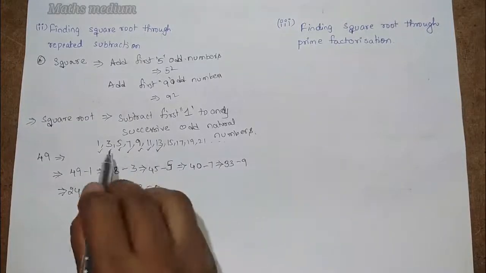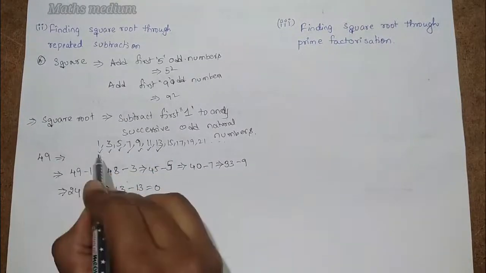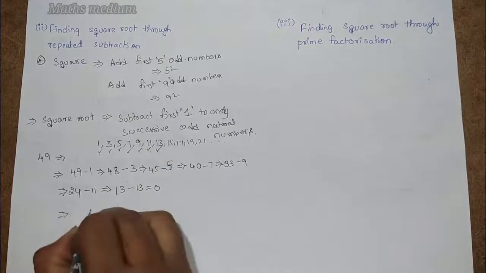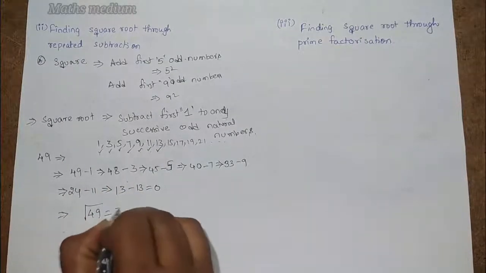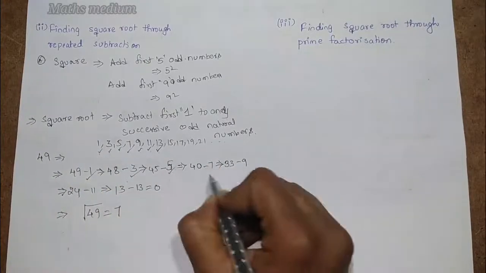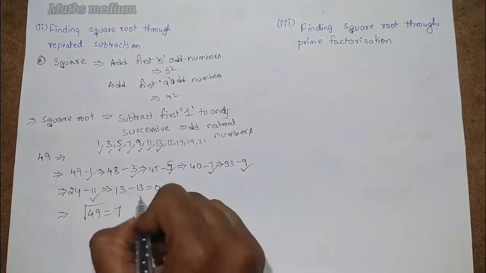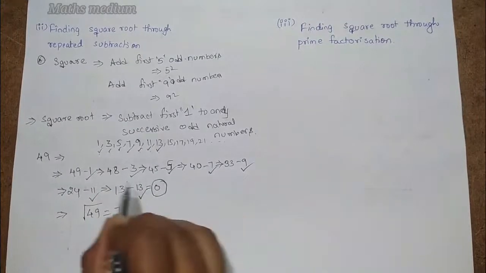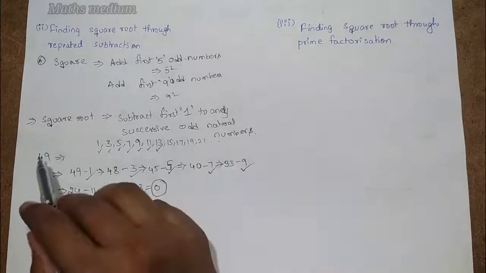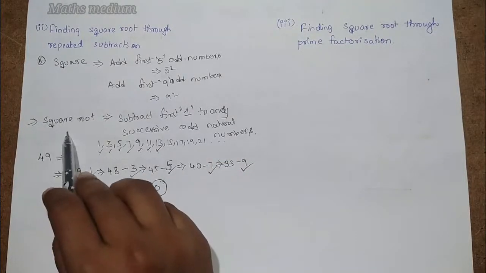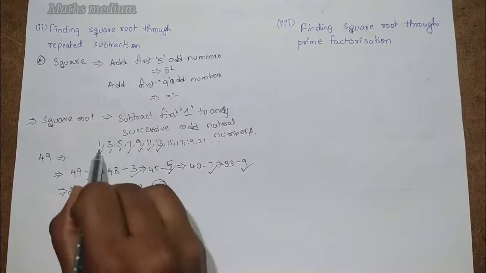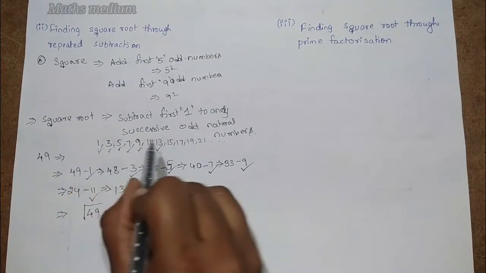Up to how many numbers have we subtracted from the given number? 1, 2, 3, 4, 5, 6, 7. So it means the square root of 49 is equal to 7. See, 1, 2, 3, 4, 5, 6, 7 numbers, and we got 0. So the square root is equal to 7. I will repeat it again. Take the given number to find the square root. In order to find the square root, we have to subtract successive odd natural numbers starting from 1.